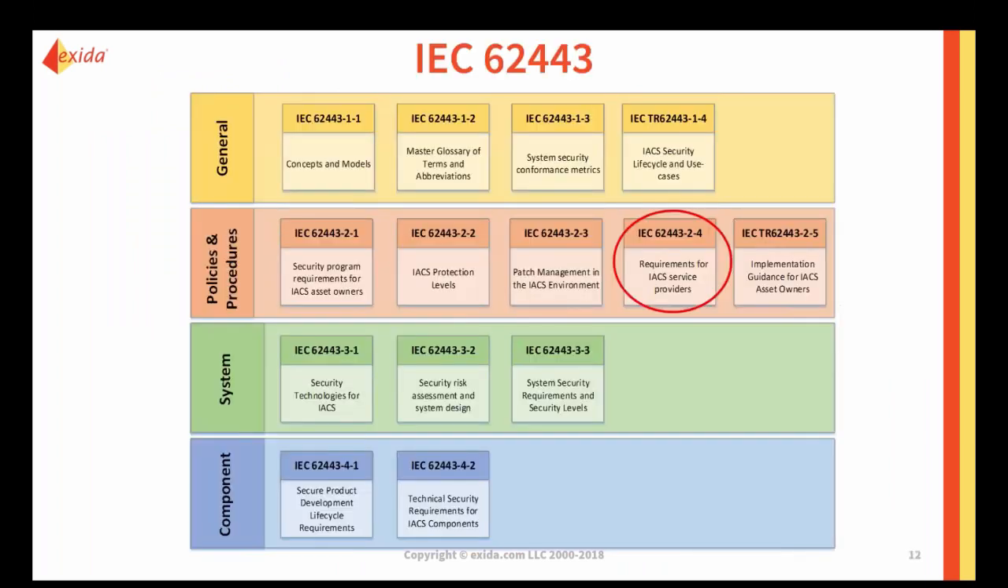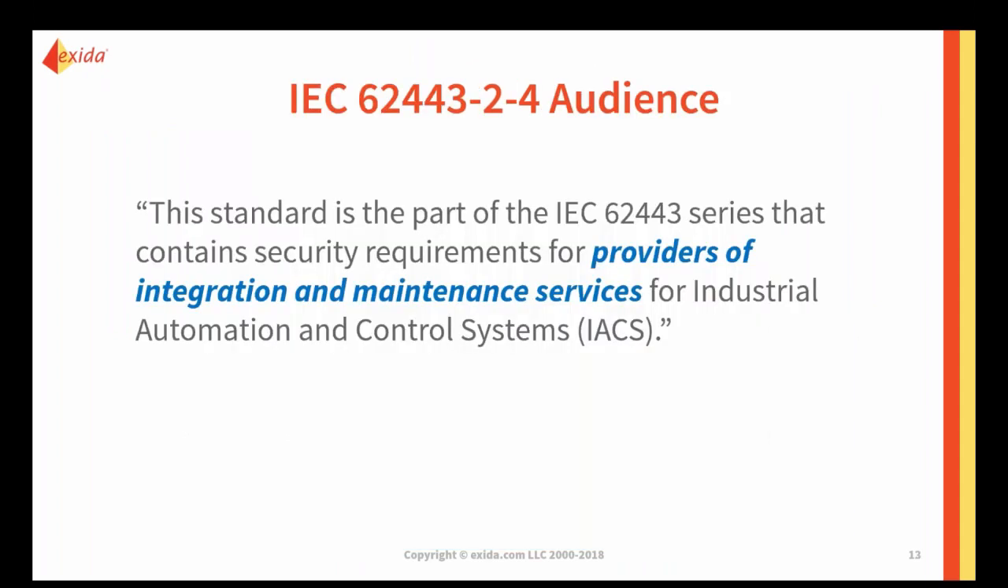So to start, we'll really look at the IEC 62443 standard, and specifically section 2-4. And the title of this is the requirements for IACS service providers. So as you may be able to guess from the name, really this portion of the IEC 62443 series has the requirements for the security of providers of integration and maintenance services for the industrial automation and control system. So we're looking specifically at those integration or maintenance service providers.